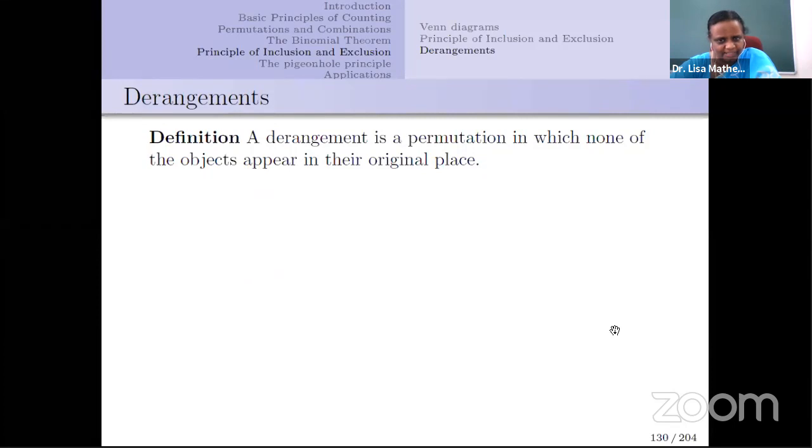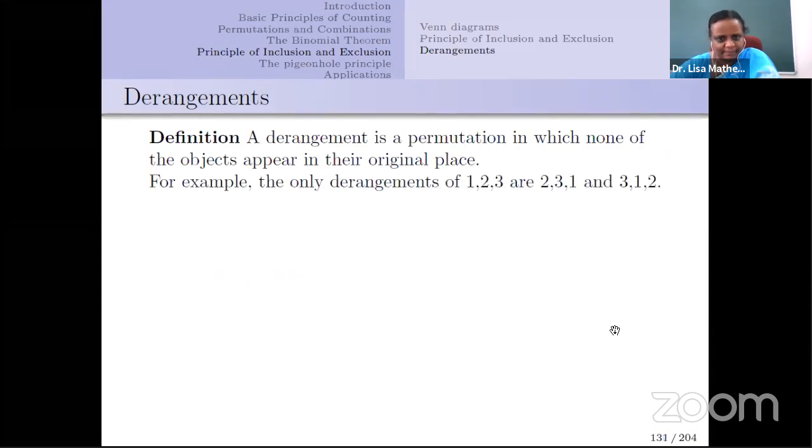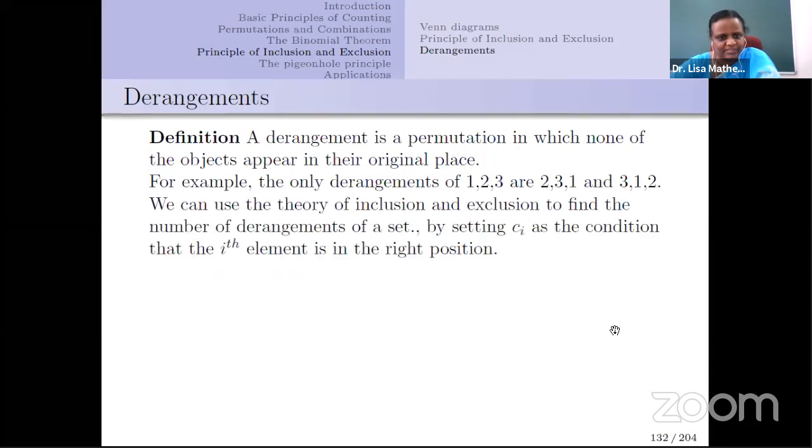Now, a derangement is a permutation in which none of the objects appear in their original place. For example, if I take the elements 1, 2 and 3, the only possible derangements are 2, 3, 1 or 3, 1, 2. Anything else, at least one of the elements will be in its original position. Now we can use the theory of inclusion-exclusion to find the number of derangements of a set by taking Ci as a condition that the ith element is in the right position.